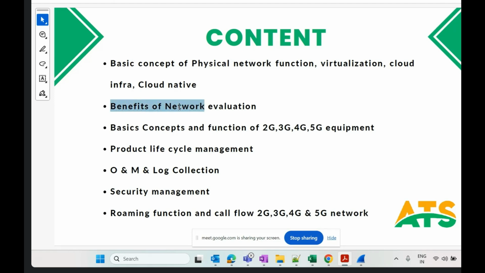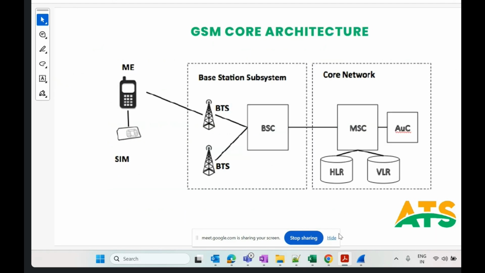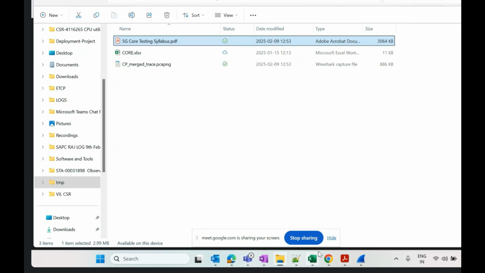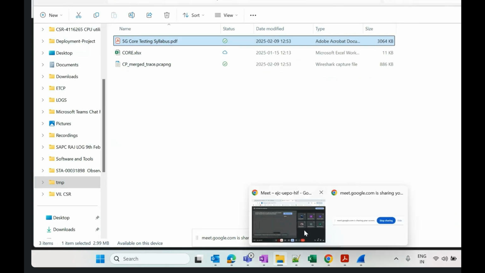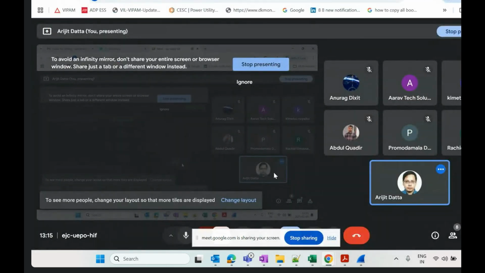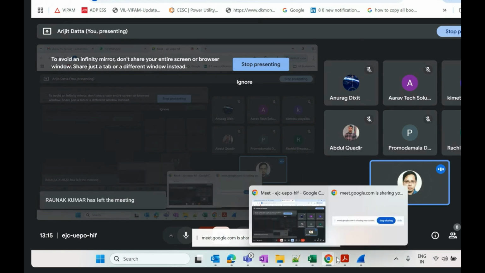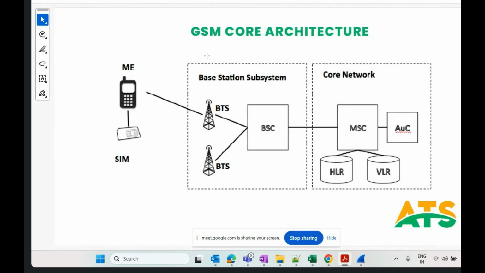Benefits of network evolution, basic concepts and functions of 2G, 3G, 4G, 5G equipment, product life cycle management, operation maintenance, security management, roaming functionality of all the networks. So like this. So you can see now.